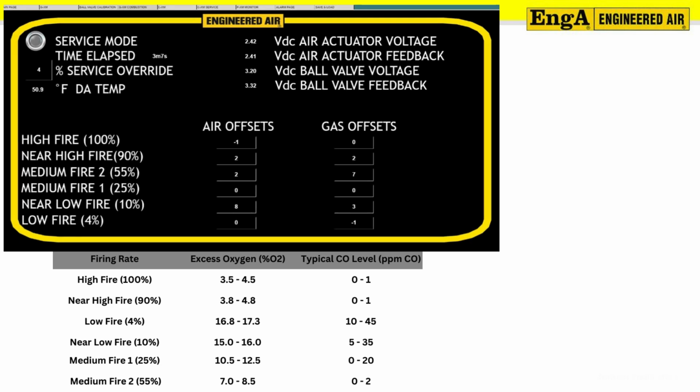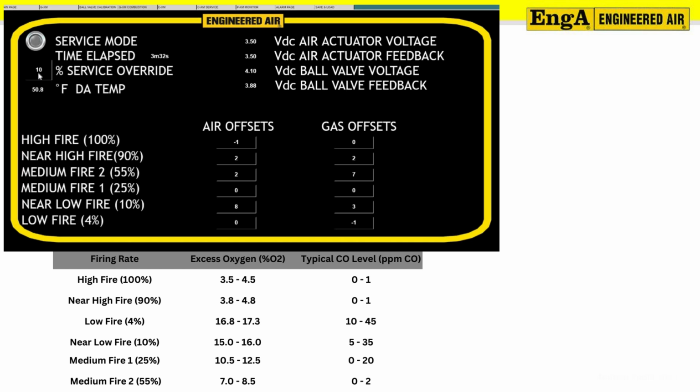Curve matching is checking the remaining 3 firing rates, 10%, 25%, and 55%. Start by entering 10 into the service override box and wait till everything stabilizes before comparing to the tabulated values. If the measured value for this firing rate is outside the specified range, make the necessary changes to the corresponding air offset. Repeat this for the remaining 2 firing rates.